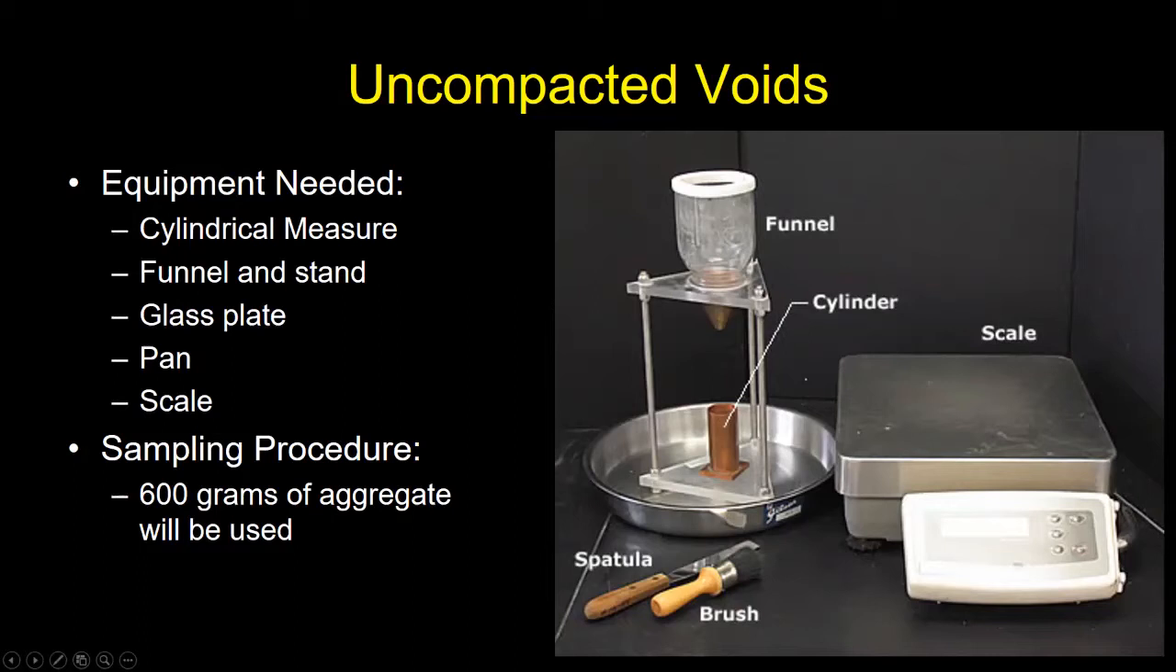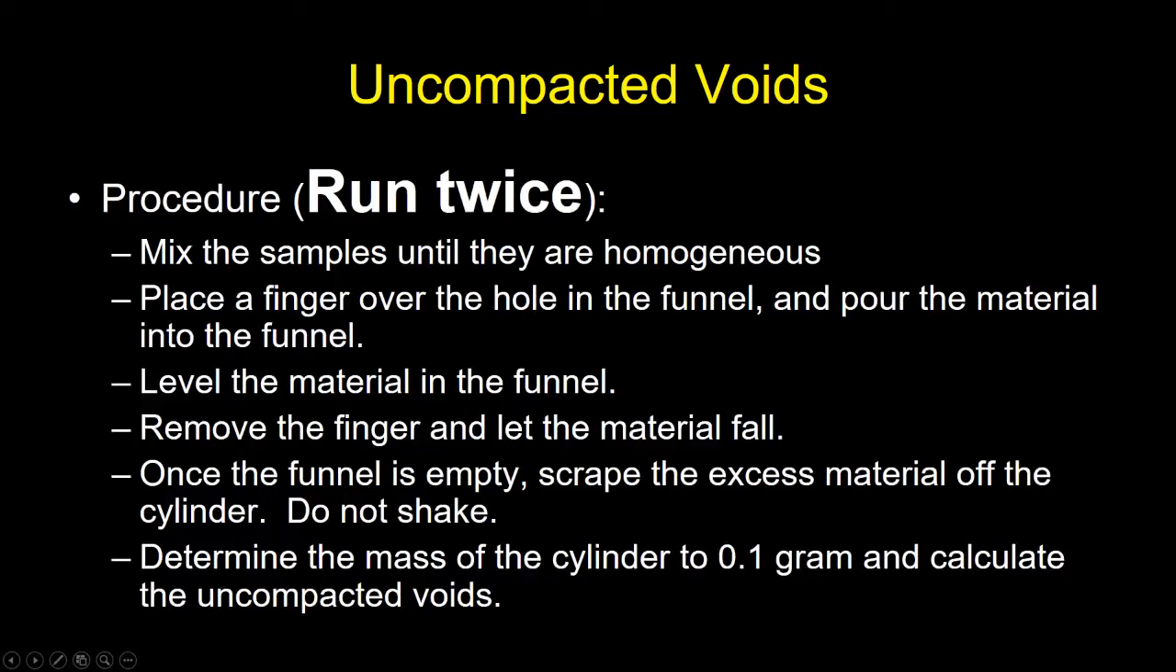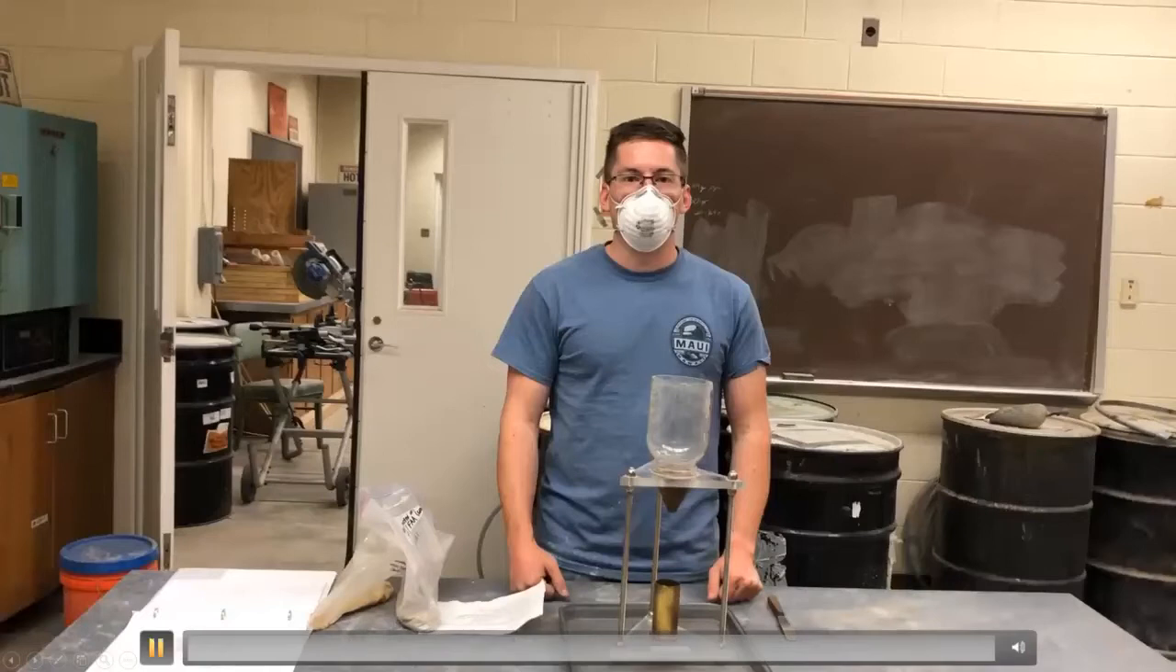What you can do is once you scrape off the top, you have the complete volume filled with aggregate. You can actually tap it on the side a little bit to let it sink, so no aggregate will fall off the top, and you'll see me do that in the video. And then you determine the mass of the cylinder to 0.1 grams and calculate the uncompacted voids. So I did a video for this, and it's not too long. Go ahead and watch it.